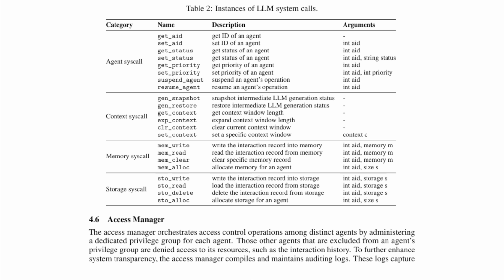Description: expand context window length. Category: context syscall. Name: text. Description: clear current context window. Category: context syscall. Name: set context. Description: set a specific context window.